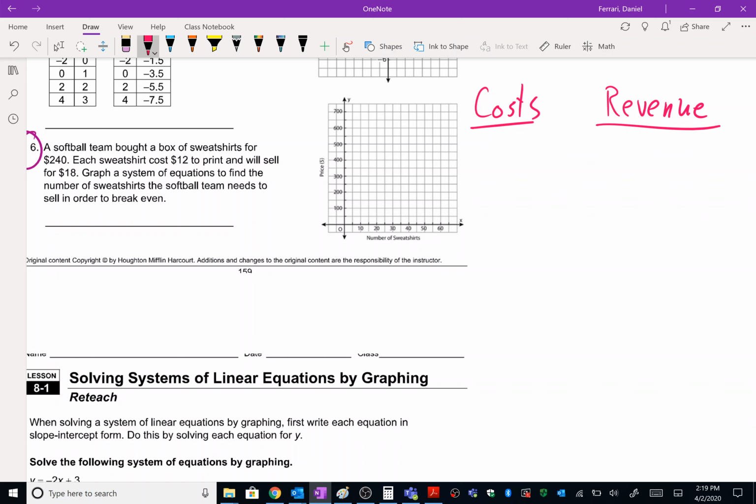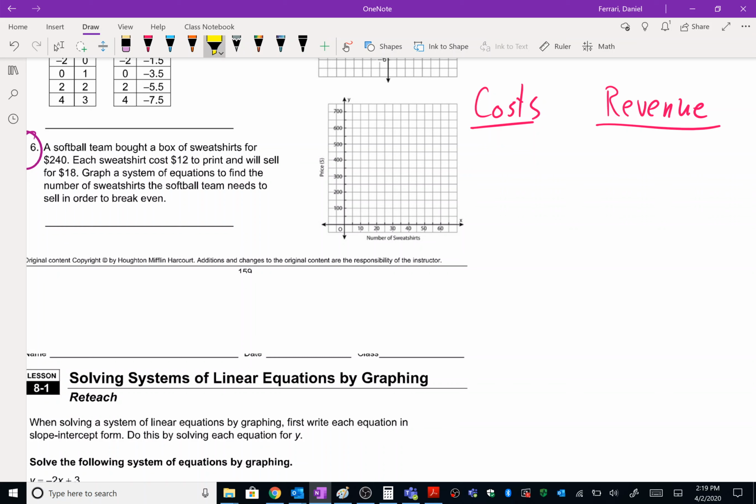So let's read the question and see if we can figure out which ones go with the costs. What are we paying for? A softball team bought a box of sweatshirts for $240. Each sweatshirt costs $12 to print and will sell for $18. Graph a system of equations to find the number of sweatshirts the softball team needs to sell in order to break even.